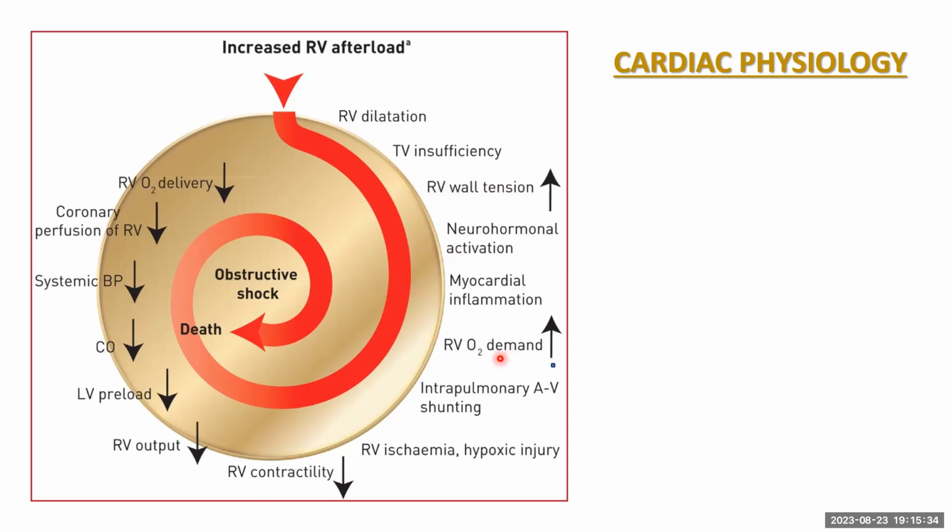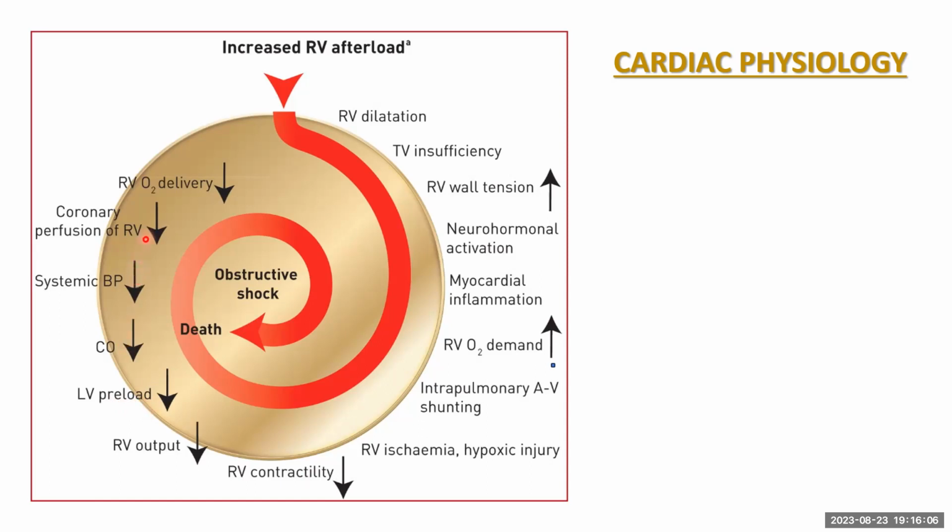And there is an increased oxygen demand because the work of the RV is increased. It has to pump against increased pressure, and this leads to some degree of RV ischemia, and there's decreased contractility. Because of this, there's a decreased RV output, and because RV output is decreased, the LV filling is decreased. The LV filling also decreases because the interventricular septum in extreme cases starts bulging towards the LV, thereby decreasing the LV filling. Once the LV filling decreases, there's a decreased cardiac output and decreased blood pressure.